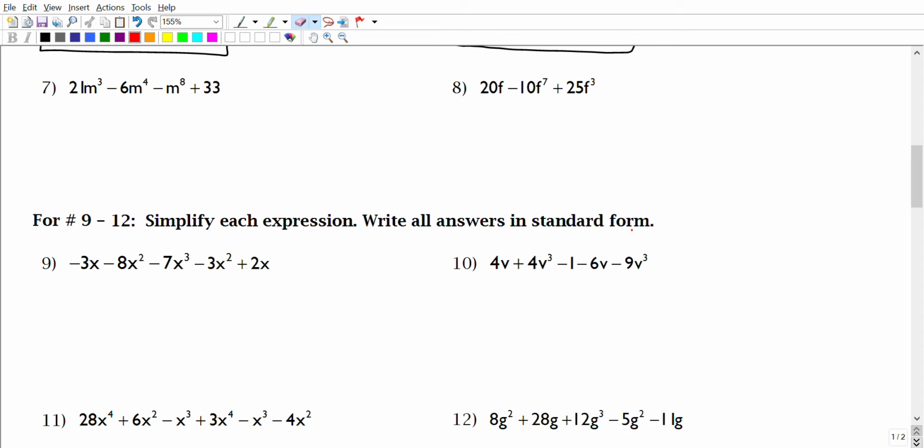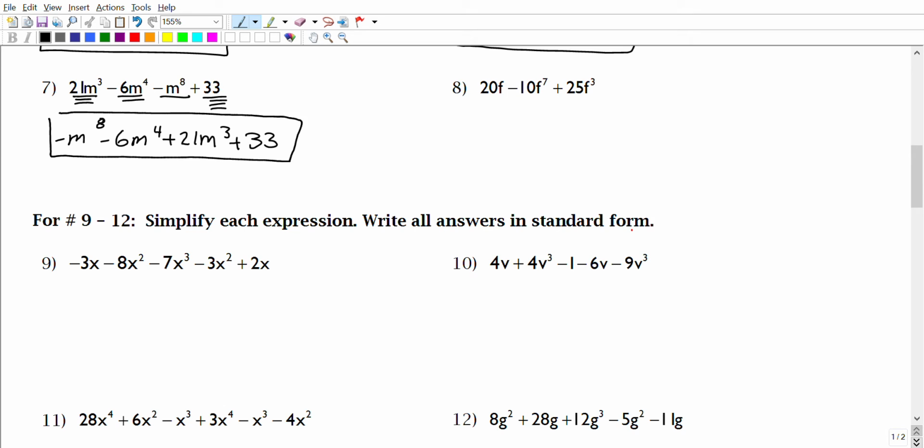Next one. Again, we're just increasing the number of terms, but the same thing applies. We still have to find the highest term first. So negative m to the eighth. Next one is this m to the fourth, so negative 6m to the fourth. Next one is positive 21m to the third. And like I said earlier, usually the last term, if there is one, is the constant. So we have our final answer here. Why don't you go ahead and try out number 8 on your own, and we'll take a look at the answer in just a second.